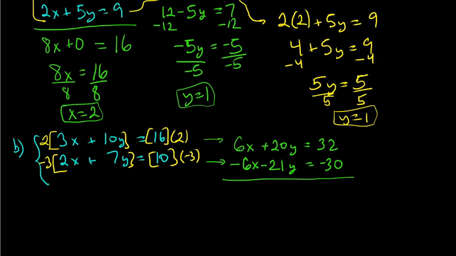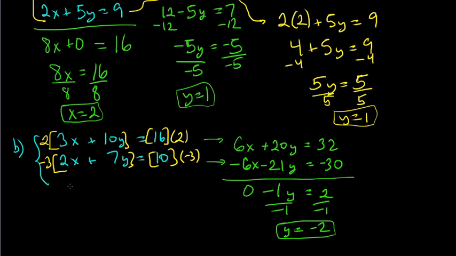So now when we add them, we eliminate x. 6x minus 6x is 0. 20y minus 21y is negative 1y. And 32 minus 30 is 2. So when you divide by negative 1, y is going to be negative 2. Makes sense? Right. So now we still have to find x.